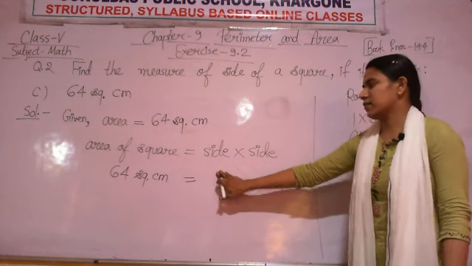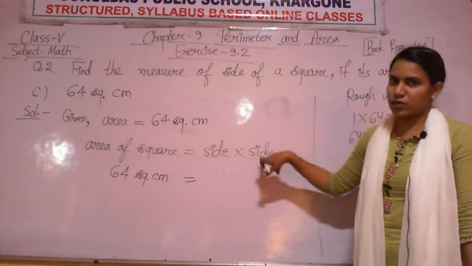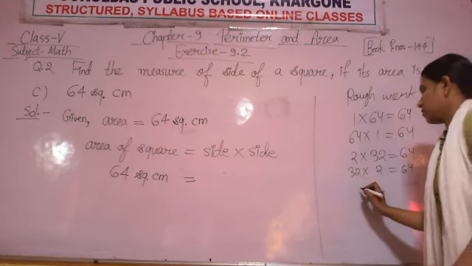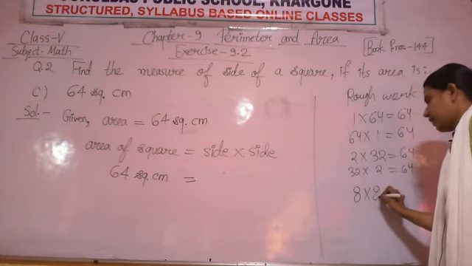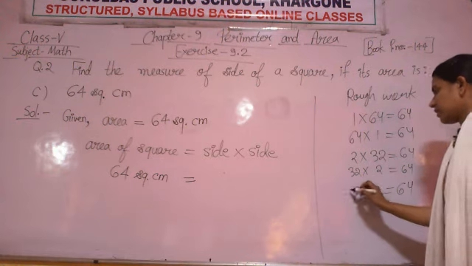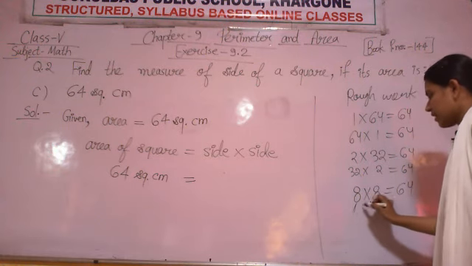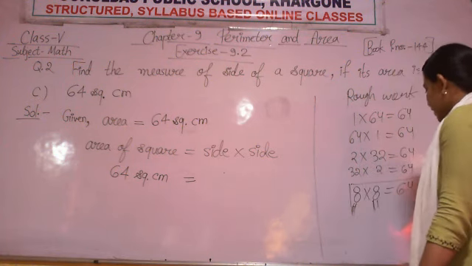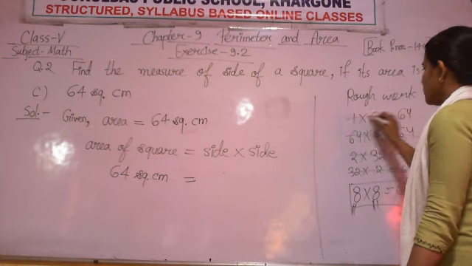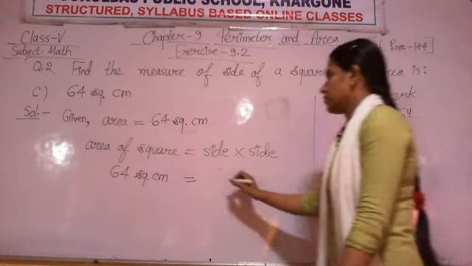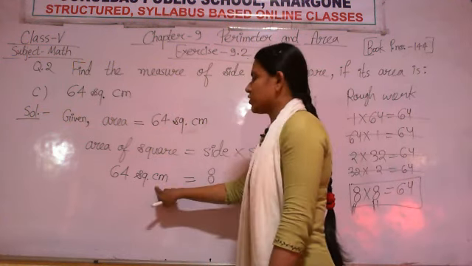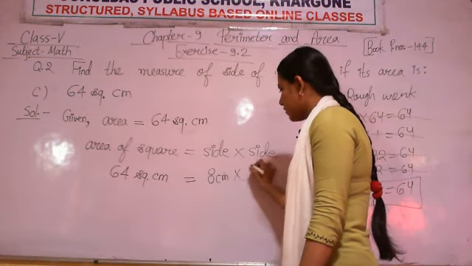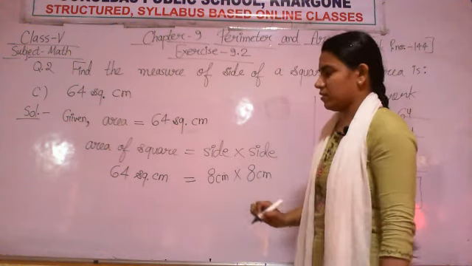But here, as our formula says side into side, it means the two numbers must be the same. So if I multiply 8 with 8, I get 64. Here both the values are the same. So I am using 8 into 8 rather than these other options. As in the given question, the unit is centimeter, so I will use 8 centimeter multiplied with 8 centimeter.